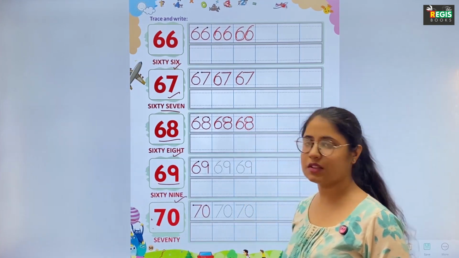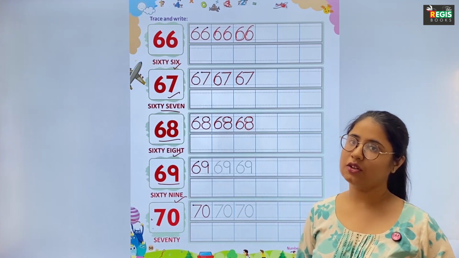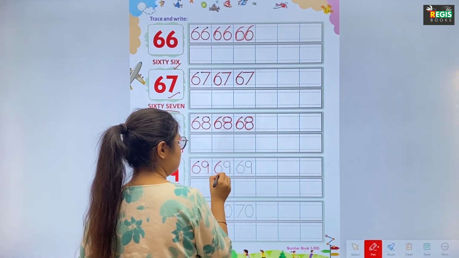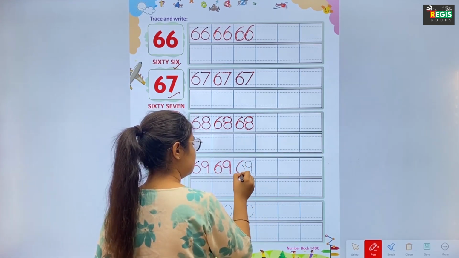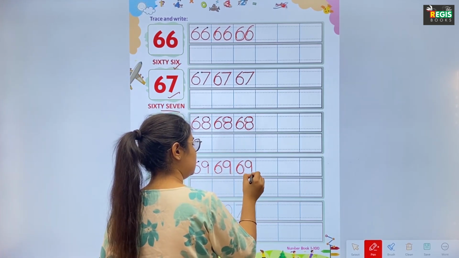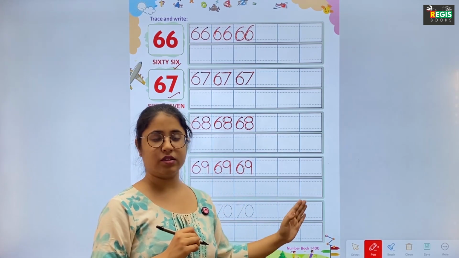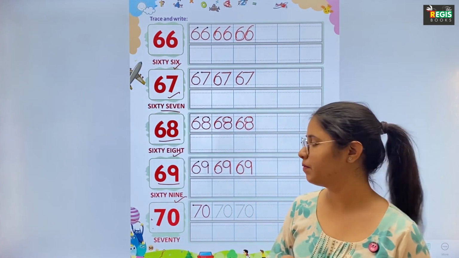6, 9, 69. We write the number 69 by writing 6 and 9 together. Let's trace with me. 6, 9, 69. Now let's write the number 69 in the rest of the boxes to practice it.